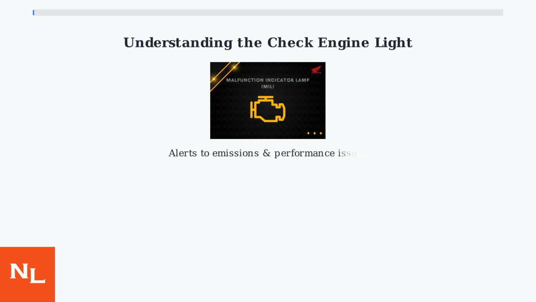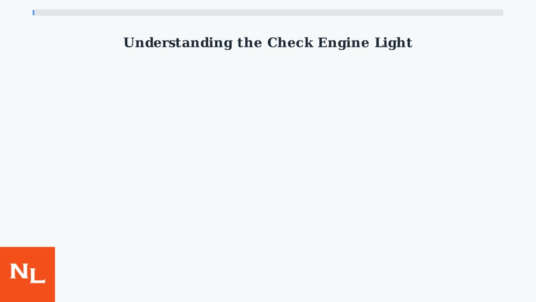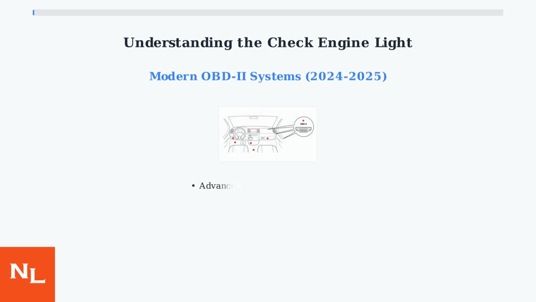The check engine light, officially called the malfunction indicator lamp or MIL, is your vehicle's way of alerting you to emissions related issues that could affect performance and environmental compliance. Modern vehicles from 2024 and 2025 use advanced onboard diagnostics systems, known as OBD2, which provide detailed error codes to help identify specific problems. Understanding the most common causes can help you identify potential issues.